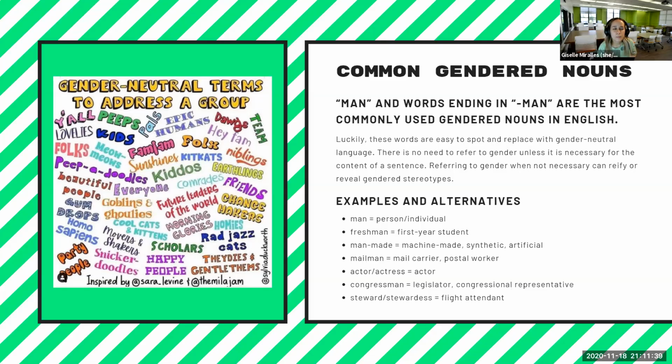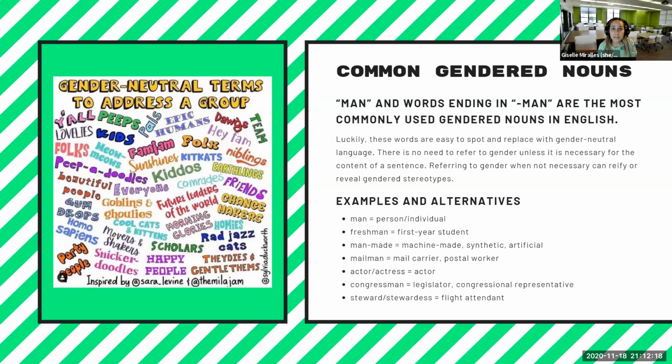Some examples of where man is used: man, right? That's a word that's commonly used. However, you can replace it with something like person or individual. The word freshman, very common. We still use it when we refer to students in high school, freshmen, sophomores, right? However, you can just say first year student. Man made, you could use something like machine made, synthetic, artificial. Mailman, I hear that one a lot. I think that one's very common.